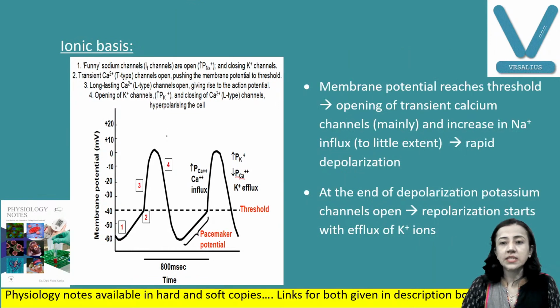Now another thing is this pre-potentials. These pre-potentials are due to slow decrease in the potassium efflux also. This is another characteristic: slow decrease in the potassium efflux, while permeability of other ions remains constant. Decrease in the potassium efflux and transient increase in the calcium influx completes the pre-potential.